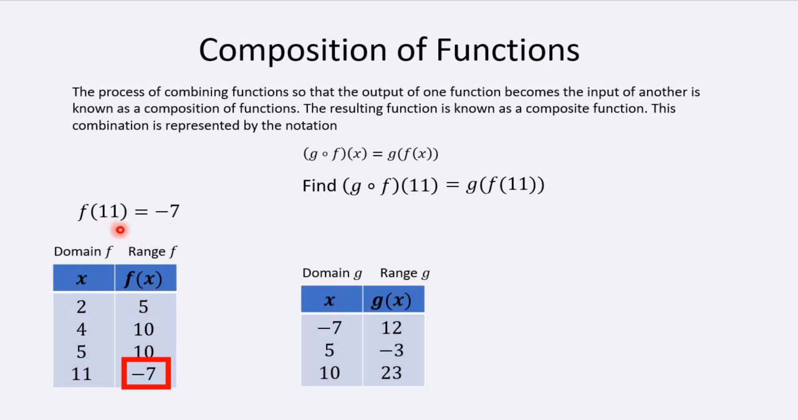Now that I have that f of 11 is -7, I need to find g of -7. So I go to the domain of g, and I identify what g assigns to the value -7, and it turns out it assigns 12 to the value -7. So g of -7 is 12, which means that g of f of 11 is just 12.